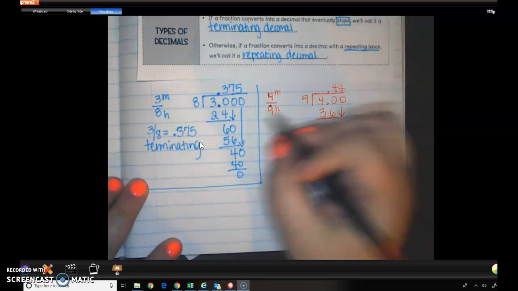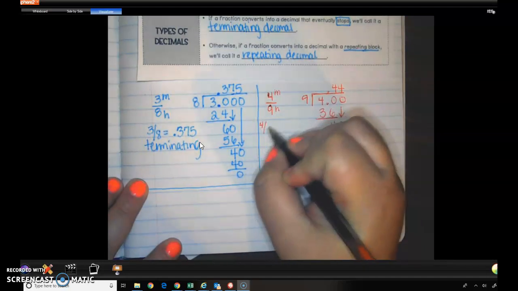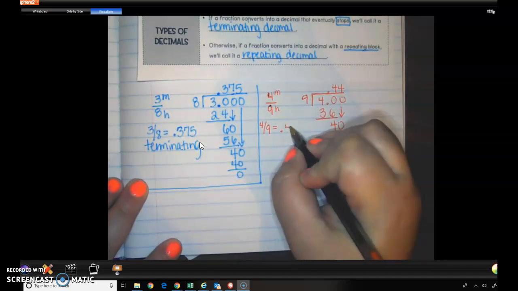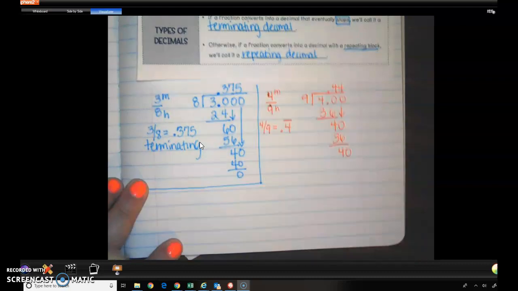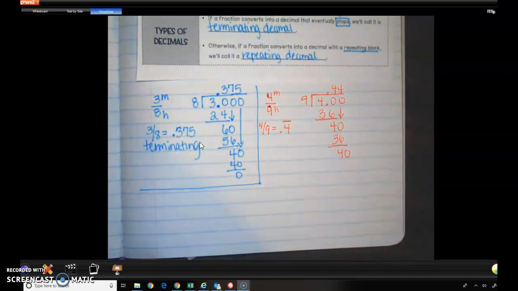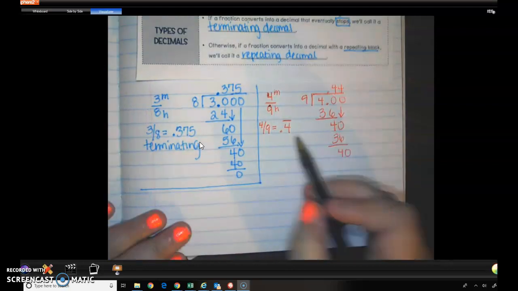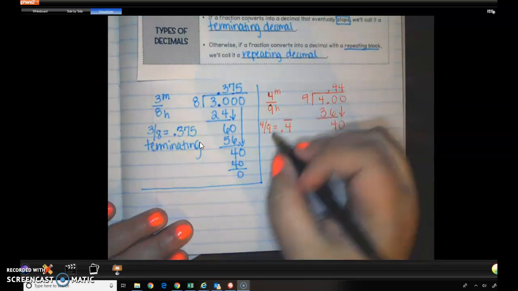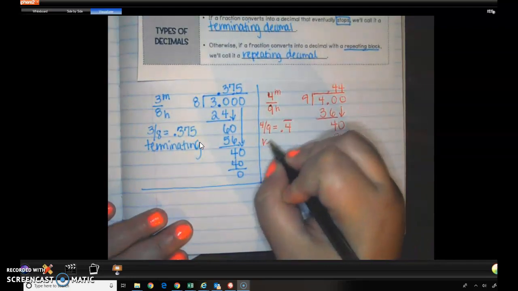So we represent that, so I'm going to write 4/9 equals 0.4 with a line over it. Now I can do 0.44 if I want to and put the line over both 4s, that's fine. But that's what we call a repeating. It repeats a certain block. And so we're going to call it a repeating decimal.